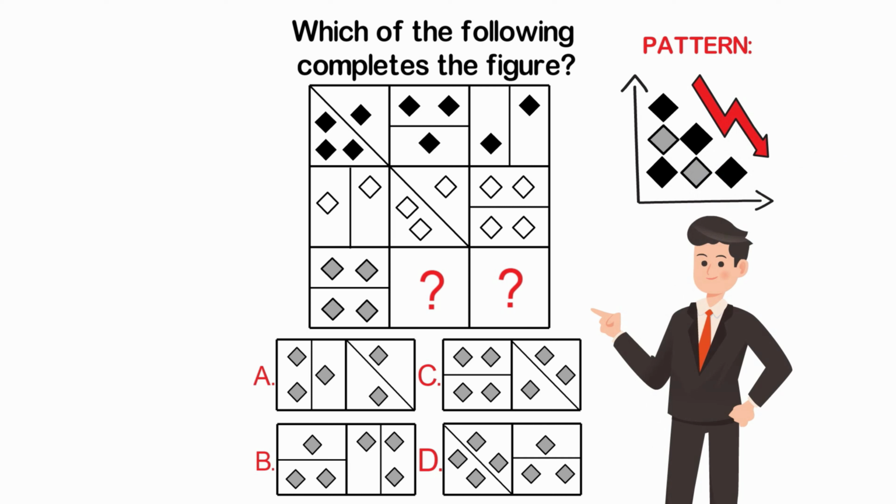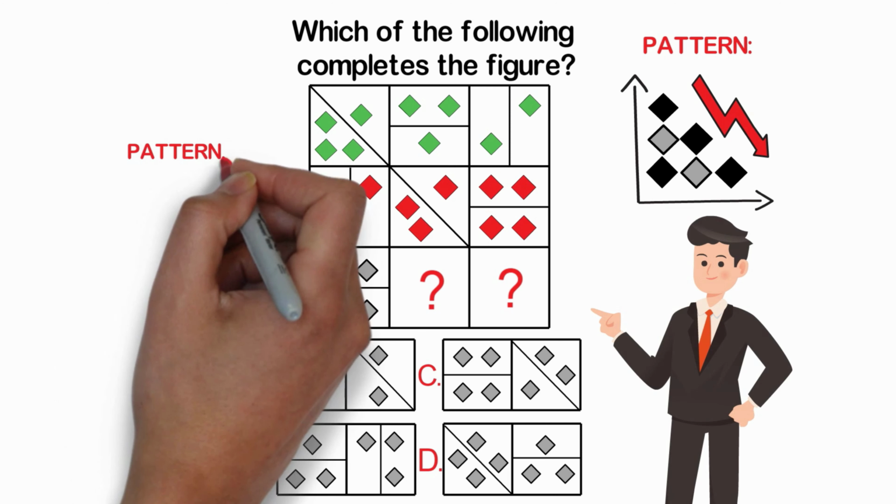Let's look at the top row. You see that the top left square contains 4 black diamonds. The middle square in the top row contains only 3 diamonds. And then the right square in the top row contains only 2 diamonds. In the second row, the pattern reverses, and it goes from right to left. And you see the same pattern of the white diamonds. 4 goes down to 3 and then goes down to 2.